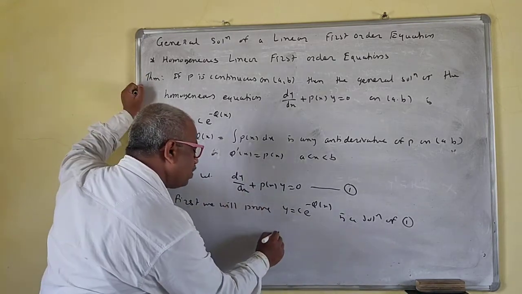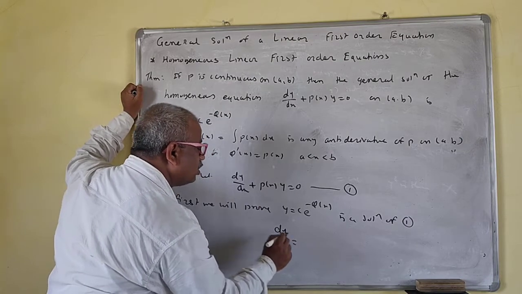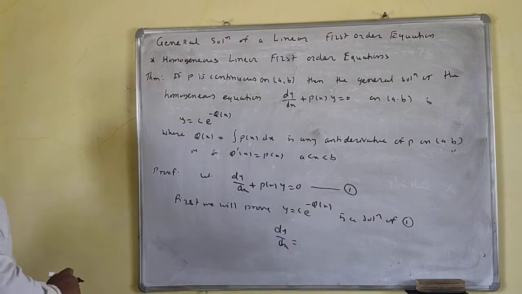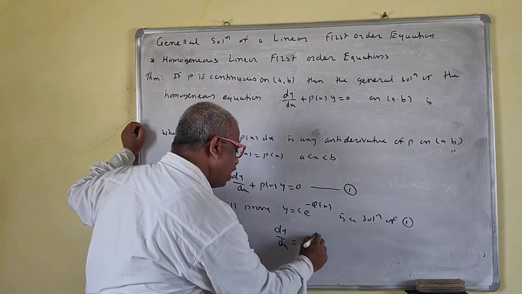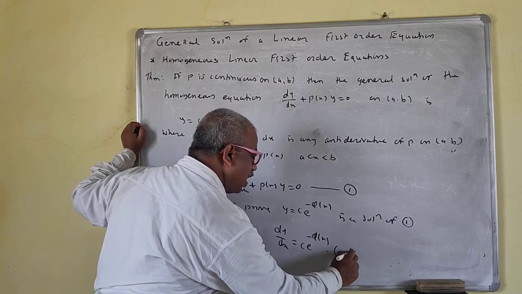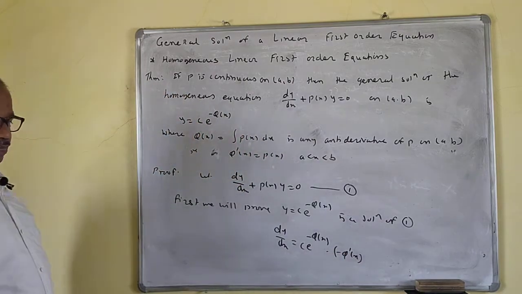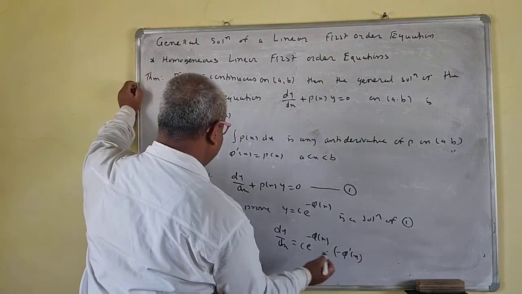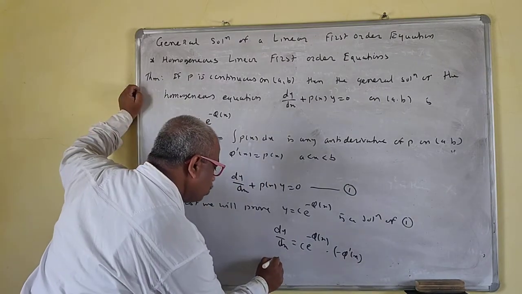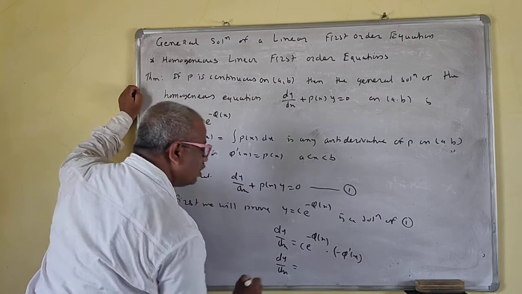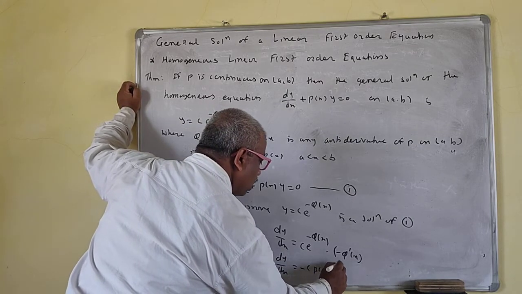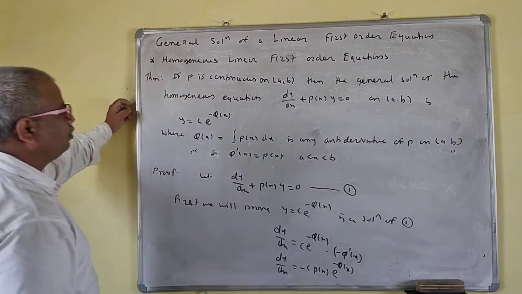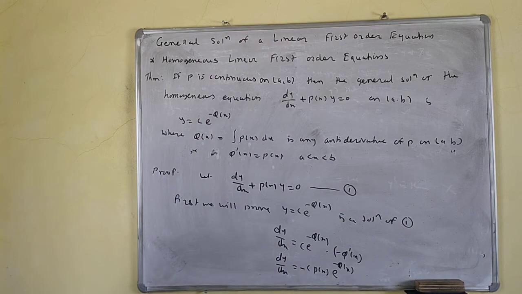So we will differentiate this. dy by dx is equal to what? This c is constant, e raised to minus phi of x into minus phi prime x. Your phi prime is p of x. So dy by dx is equal to minus c p of x into e raised to minus phi of x.